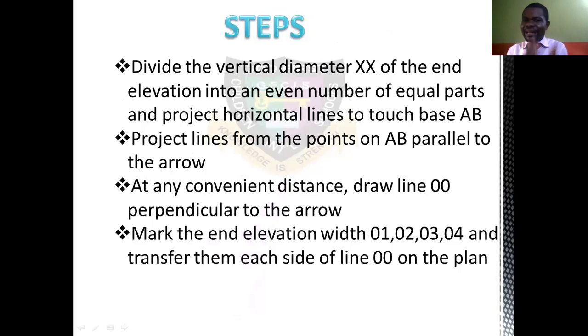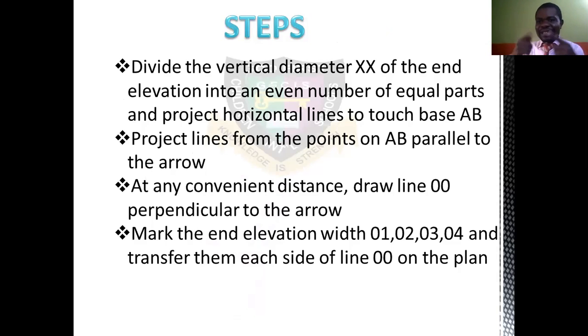Divide the vertical diameter SS into an even number of equal parts. We know how we got SS: after the circle, the diameter cuts through, with S at the top and S at the bottom of the end elevation. Then project horizontal lines to the base, now AB. There is no CD now, only AB, because it's a cone. Then project lines from these points on AB parallel to the arrow.